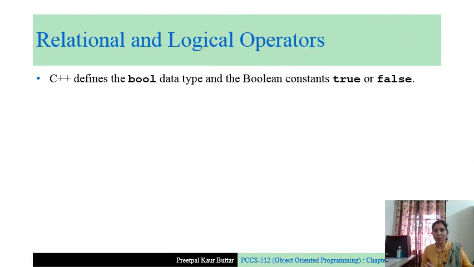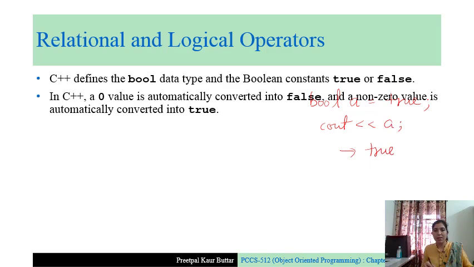C++ defines a bool data type. Bool data type we have already seen. Bool data type can have two values, either true or false. For example, bool A equal to true. Okay, so when we try to print the value of A, cout A, then the output will be true. In C++, a 0 value is automatically converted into false and a non-zero value is automatically converted into true.